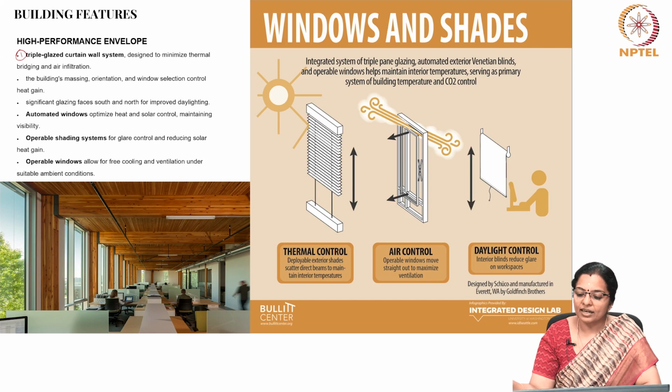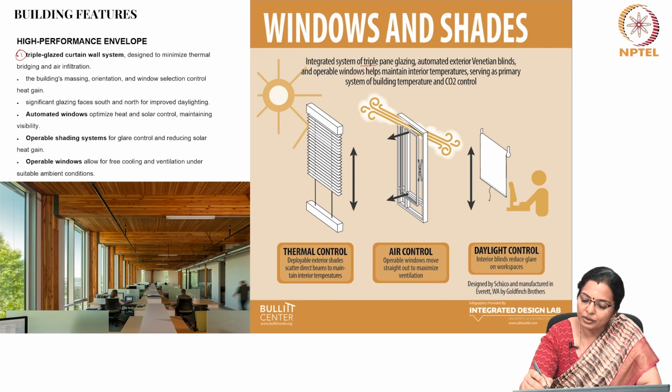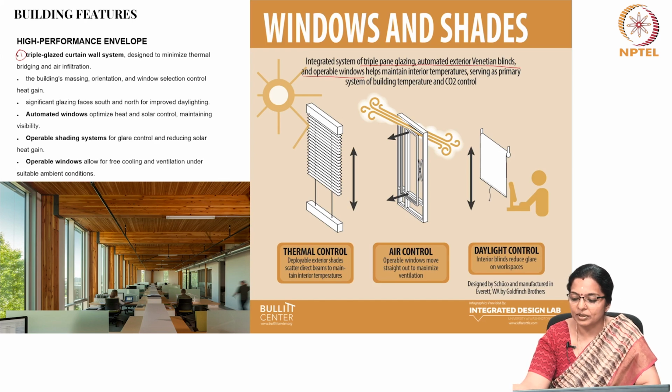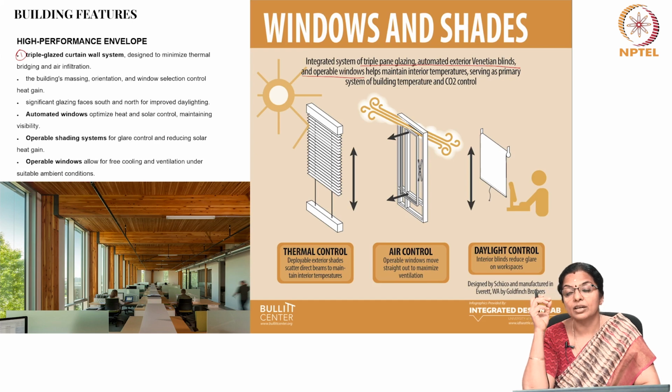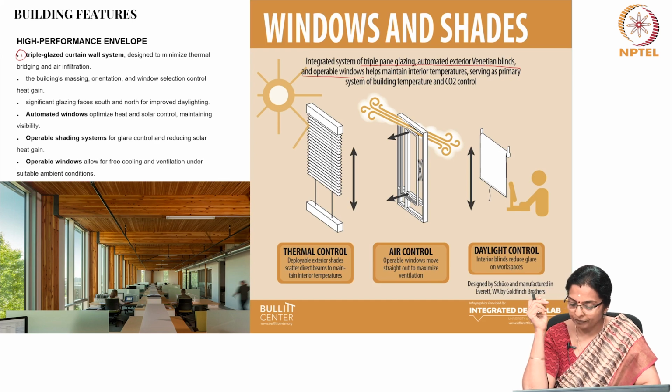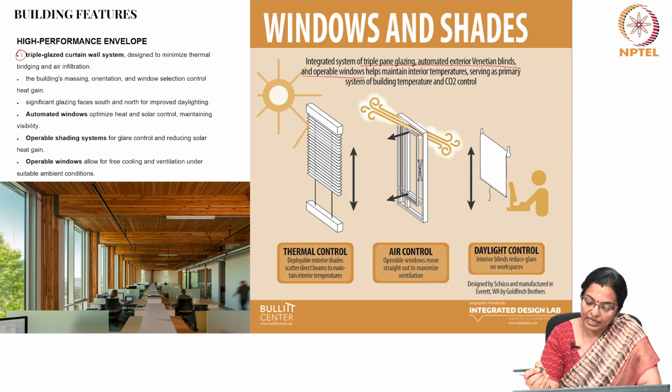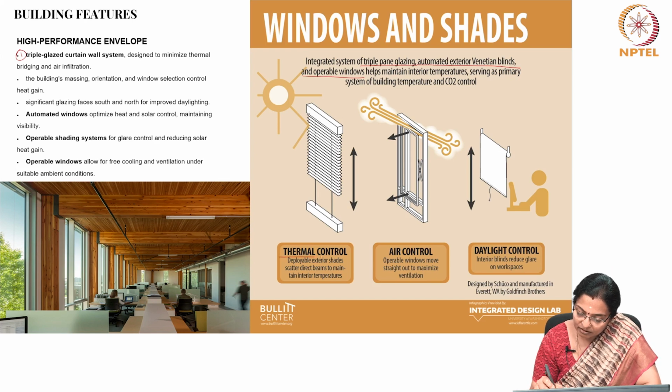So, integrating a system of triple pane glazing, automated exterior Venetian blinds, and operable windows helps to maintain the interior temperature, serving as a primary system of building temperature and CO2 control. So, having these windows and shades gives thermal control, air control, as well as daylight control.